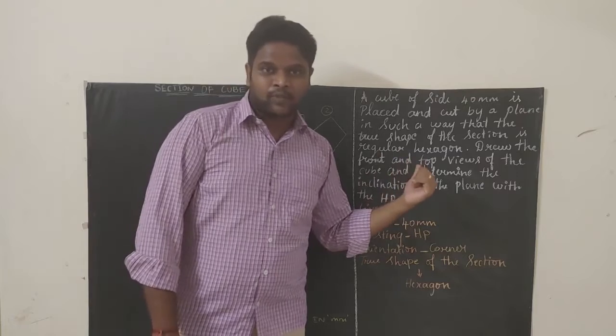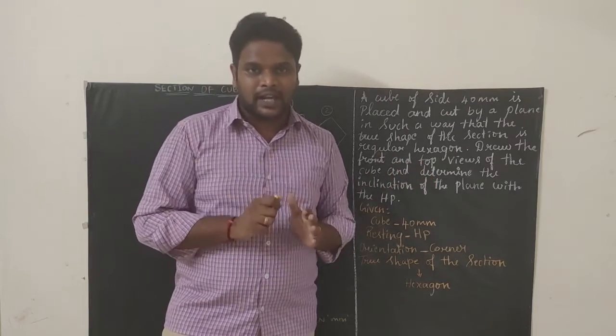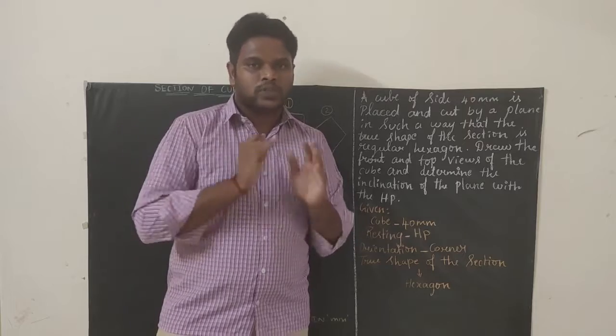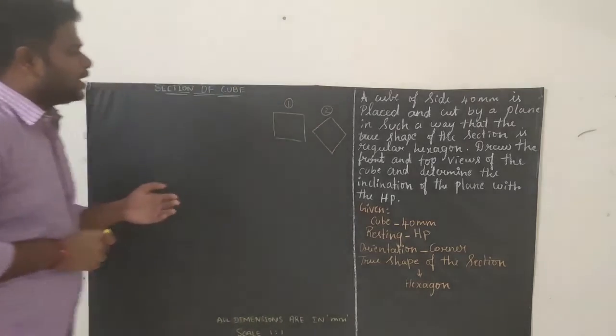So it's a special type of problem, as I said earlier. We have to deal with the problem in such a way that we cut the cube so that the true shape is a hexagon. So initially I will tell how to draw.